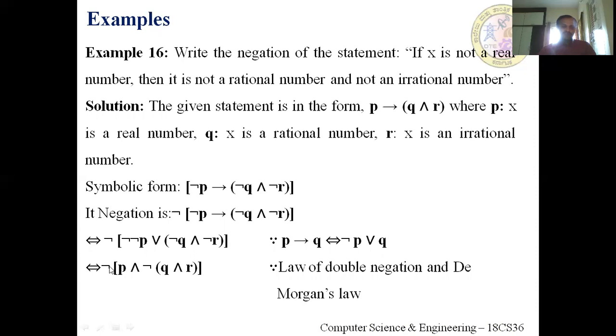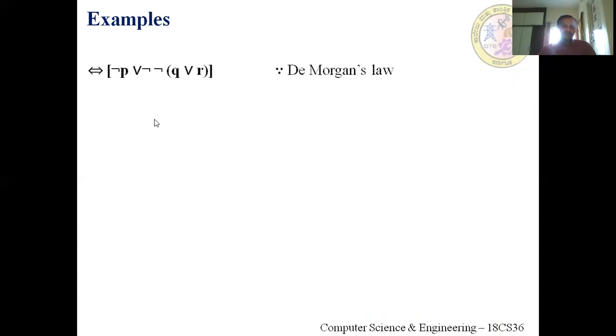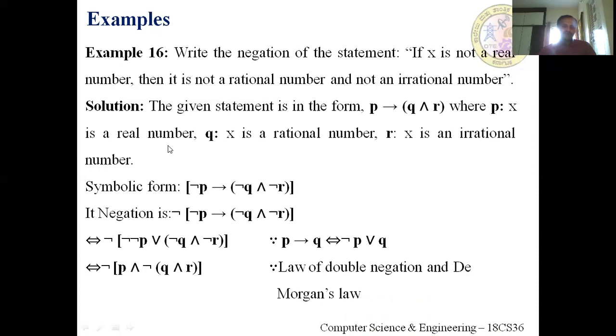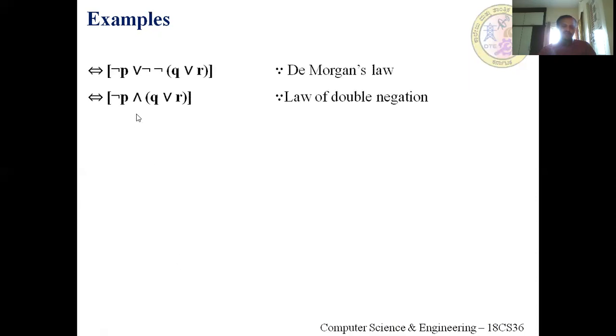Still, I have not introduced the negation operator. If you have introduced the negation operator, then it becomes negation of P. Replace and by or, and negation of Q and R. Here I have taken negation as the common factor. Now what happens? As per the law of double negation, negation of negation of Q or R is Q or R itself.